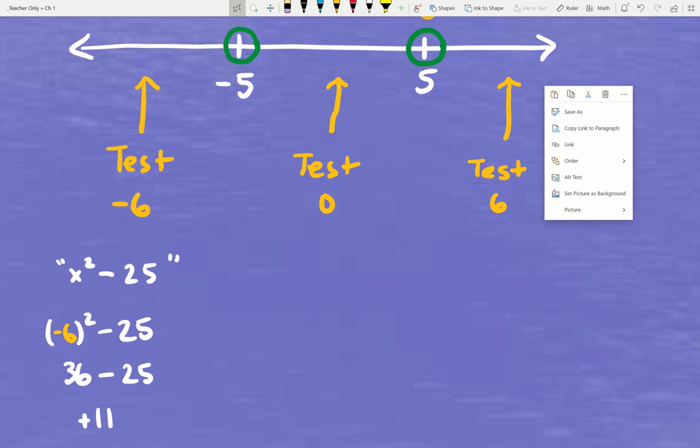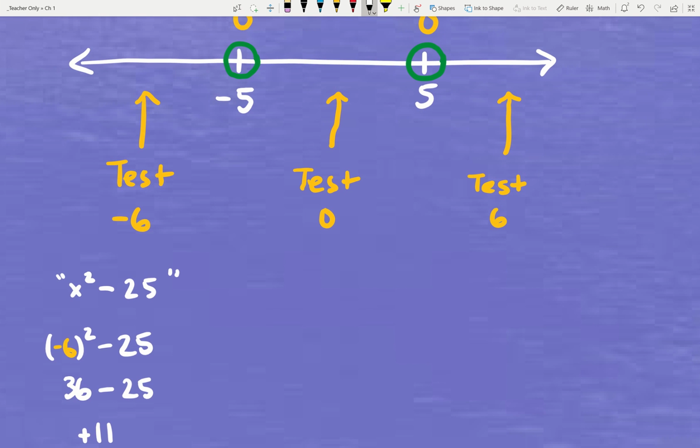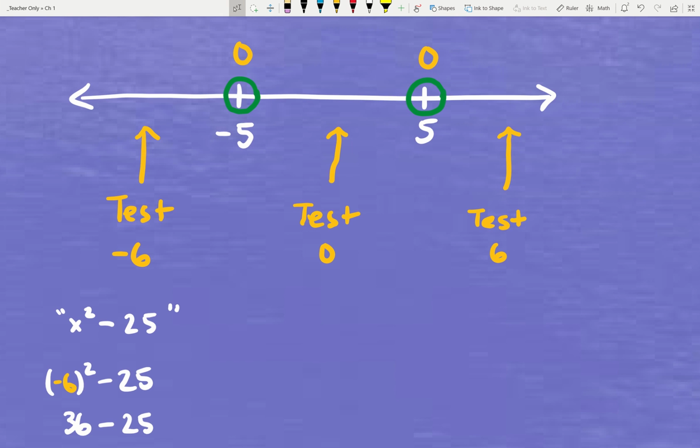So what that means is we tested -6 as just a test input, but it turns out that if you were to pick any candidate that lives in that region, you would always end up with a positive output. So to signify that here, I'm going to write a plus with a circle around it, to say that anything that I plug in from that region right there is going to give me a positive output.